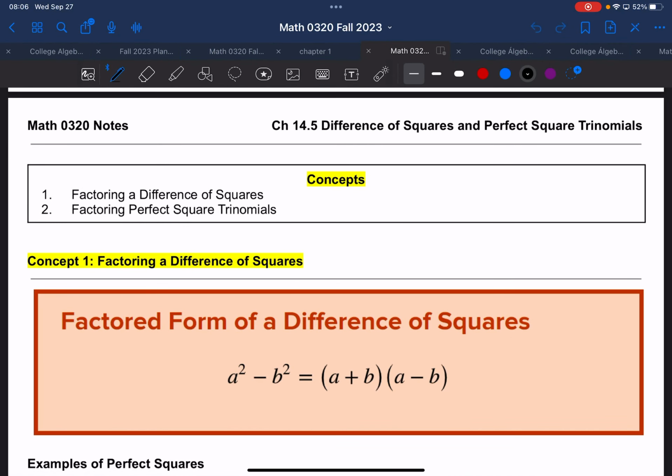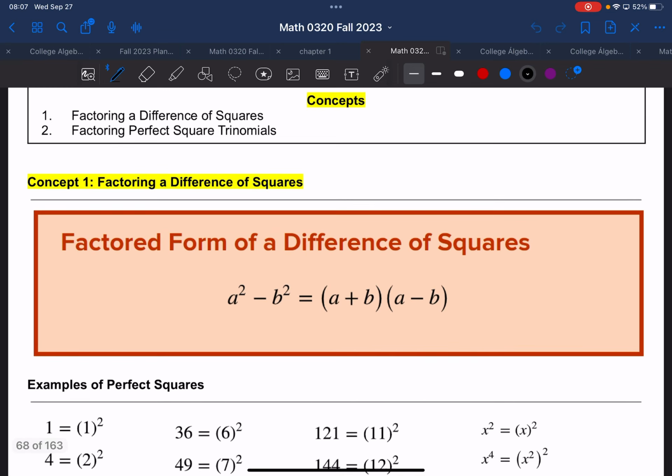Okay, good morning everyone. We're going to work on notes for 14.5, which is over the difference of squares and perfect square trinomials. So last time we learned how to factor using factor by grouping and that trial and error method. This is a special case of factoring trinomials. And so this difference of squares and perfect square trinomial is only going to work on these special cases, okay?